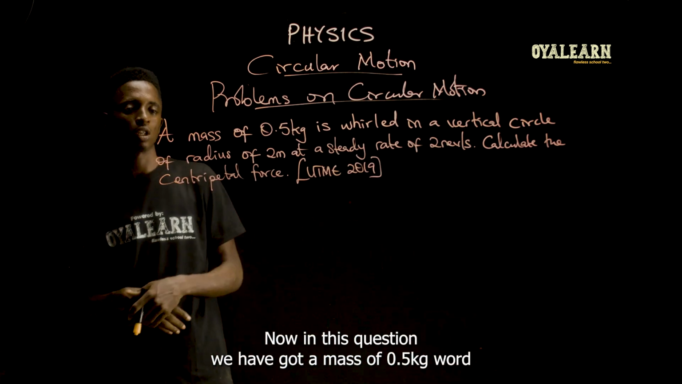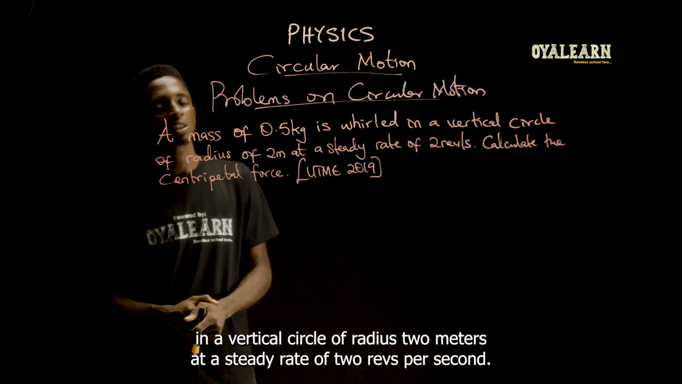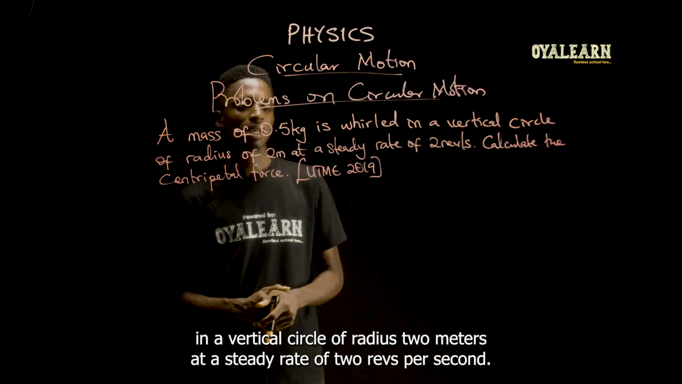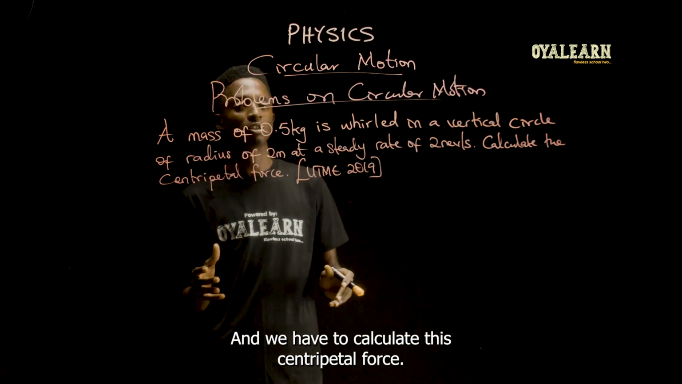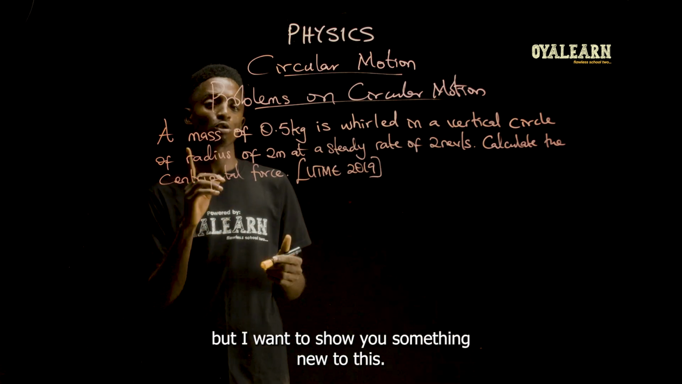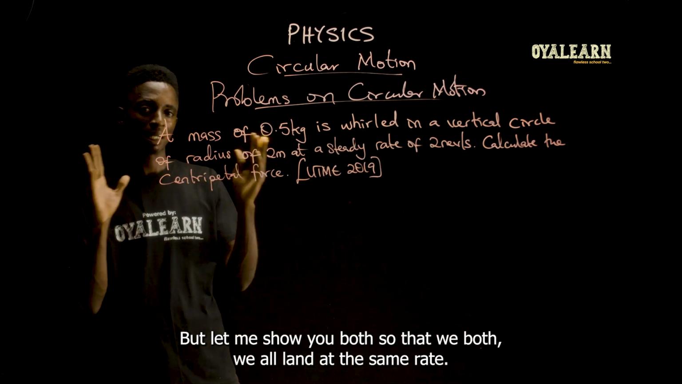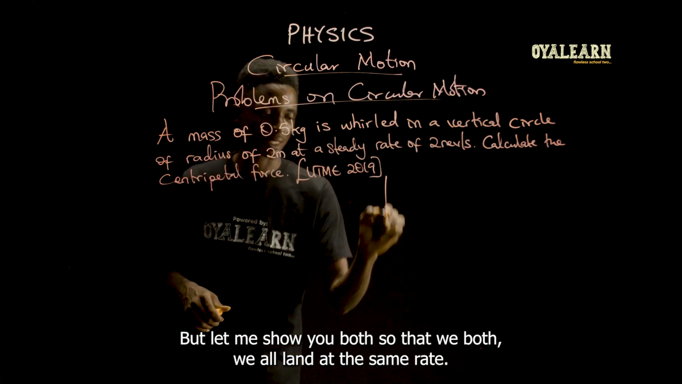Now in this question, we have that a mass of 0.5 kilogram is whirled in a vertical circle of radius 2 meters at a steady rate of 2 revs per second, and we have to calculate the centripetal force. Now, I can solve this the same way we've been doing, but I can also show you something new to this. But let me show you both so that we all learn at the same rate.